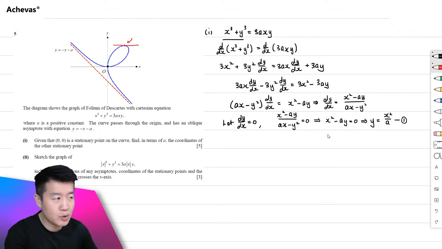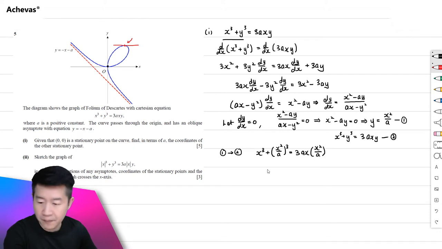and equation number 2 is x to the power of 3 plus y cubed equals 3axy. Let's put equation number 1 into equation number 2. That will be x to the power of 3 plus y cubed, so x squared over a to the power of 3, equal to 3ax multiplied by y, which is x squared over a.